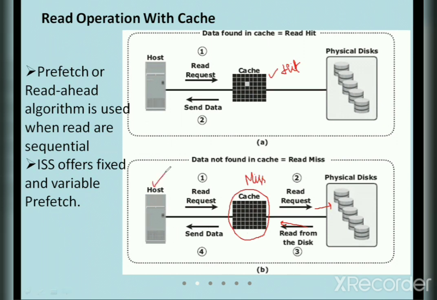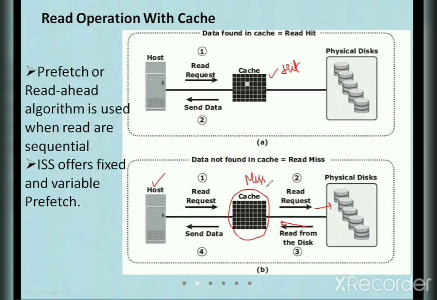Now, what is the difference between this hit and the miss? Very simple question. The time it takes to read from the cache is in terms of milliseconds, but when it is not there, that means it is a miss. You need to search for the data on the disk and get it back. That means time is spent in searching. So the read miss takes place and the time is more.